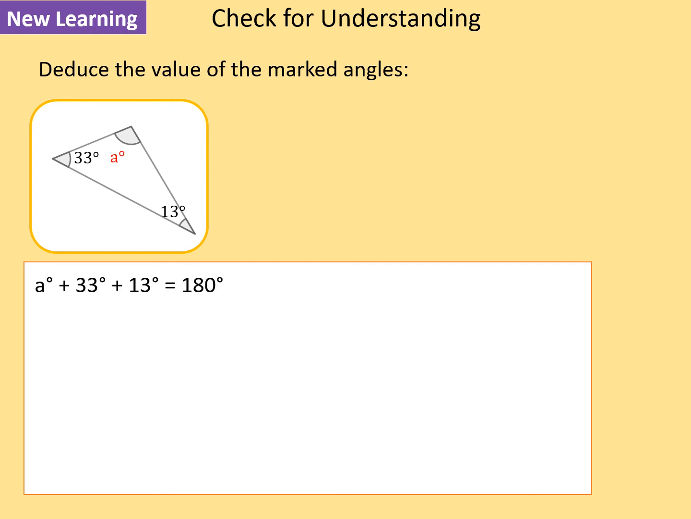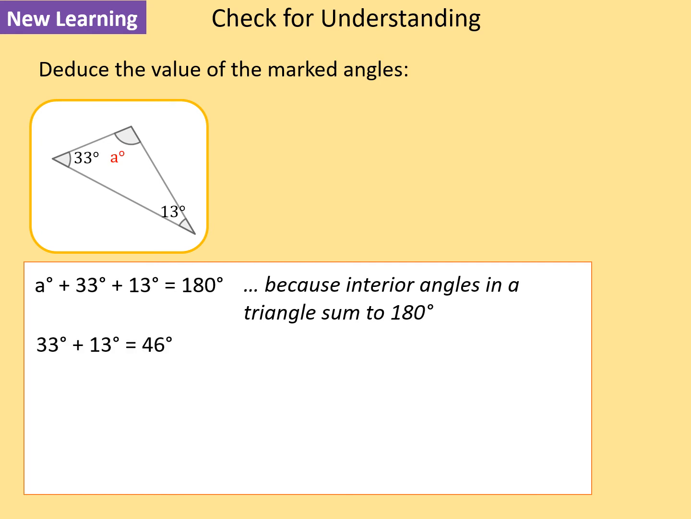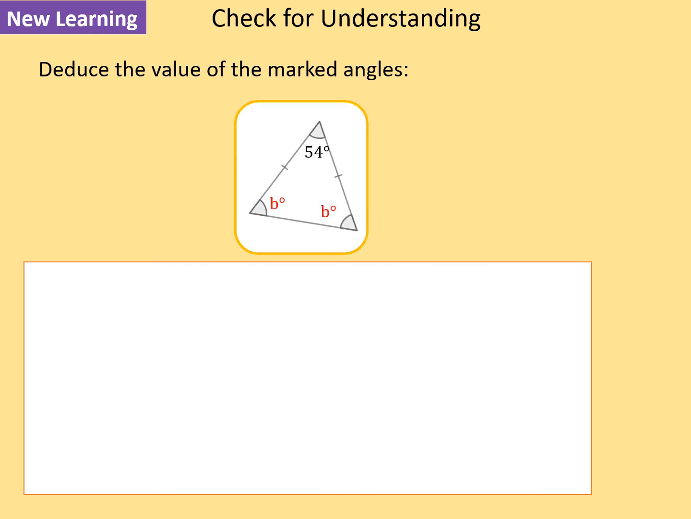Then we can deduce that A plus 33 plus 13 equals 180, because interior angles in a triangle sum to 180 degrees. We can sum the two numbers together, which equal 46, so we can therefore say that A plus 46 equals 180 degrees. In order to find out what A is, we need to subtract 46 from 180, so therefore we know that A equals 134 degrees.